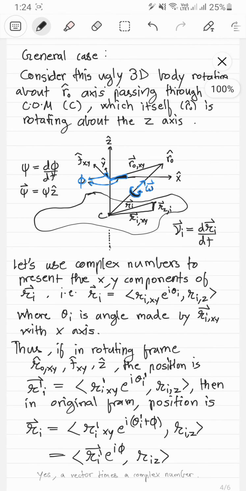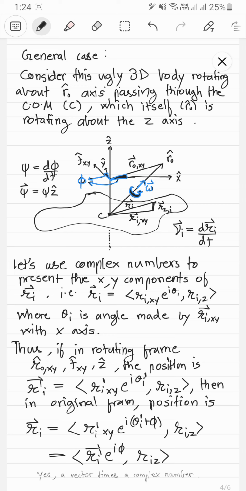So let's use complex numbers to represent the xy component of the r_i vector. Yes, this is very unusual, but I want to use this because it helps in understanding how rotation is working, and also how to go from one frame to some other frame.